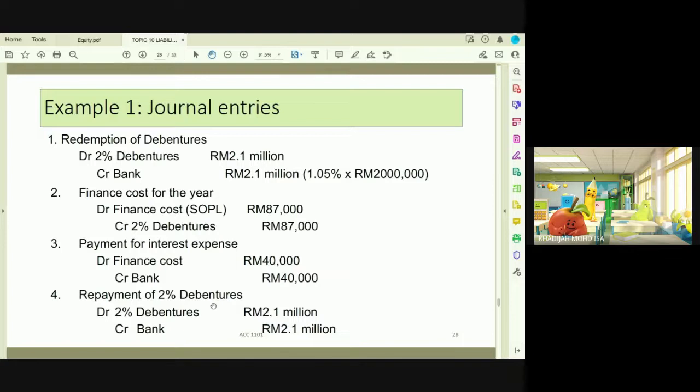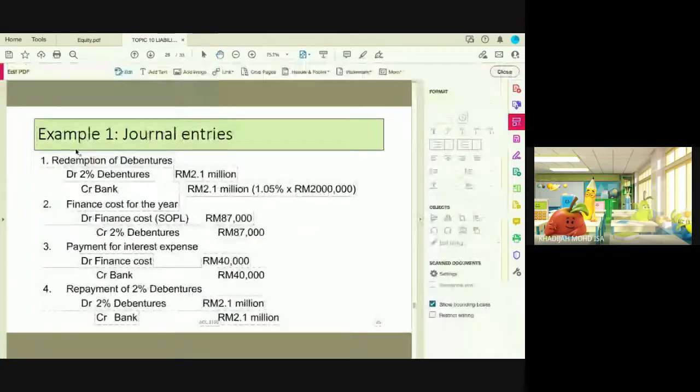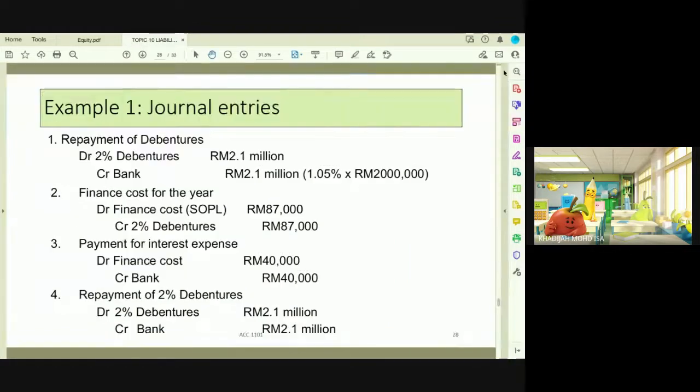What is this then? 1 and 4. The term is redemption, repayment. Right, number 1 and number 4, I think it's the same one. Yes. Okay.